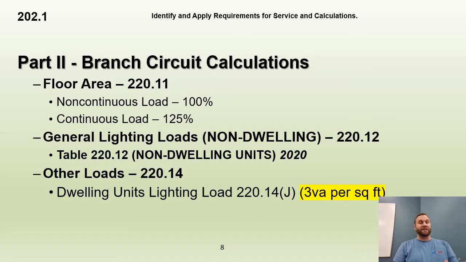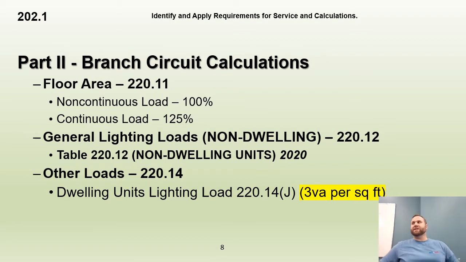The other things that we have to keep in mind when we're doing calculations: non-continuous loads, we're going to be calculating at 100%, as well as our continuous loads, we're going to be calculating at 125%. And just for your reference sake, what is a continuous load? I'm glad you asked. A continuous load is anything that runs for 3 hours or more. So if it has the intent or the potential to run for 3 hours or more, I'm sizing the circuit for that at 125%. So, general lighting loads, 220.12.